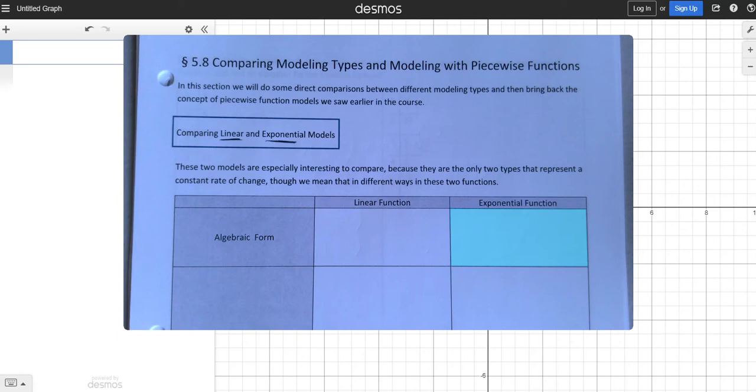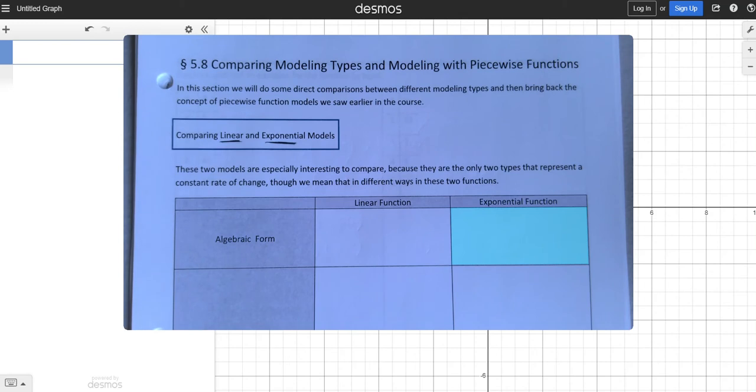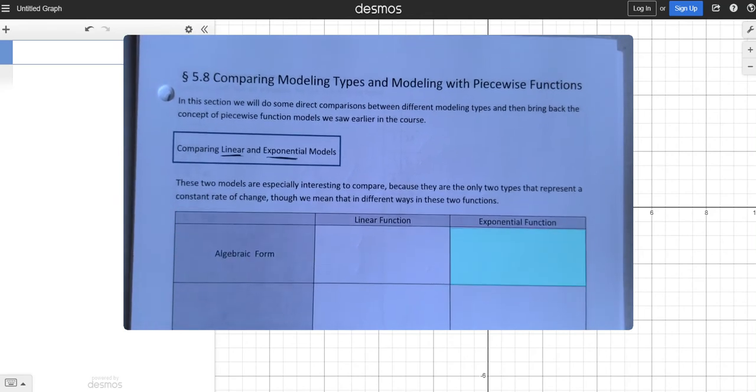This is section 5.8, and in this section we're going to be comparing some different modeling types, particularly the types that have constant rates of change, the linear and exponential ones. We'll do a little comparing and contrasting there, just to make sure we're all really clear on the similarities and differences.